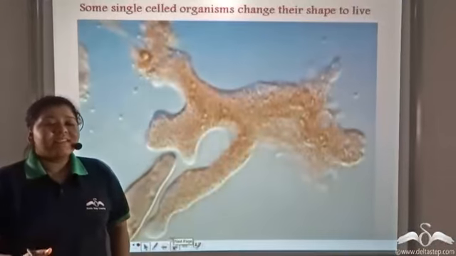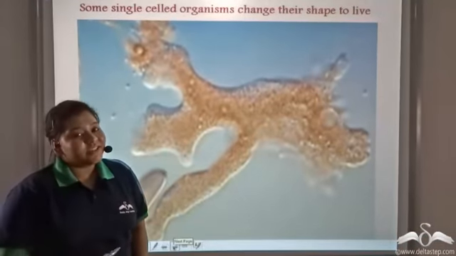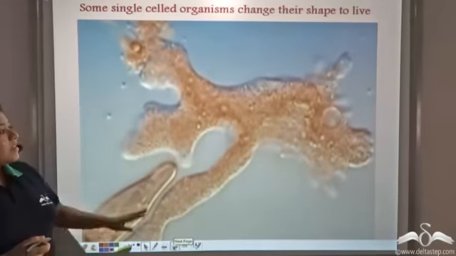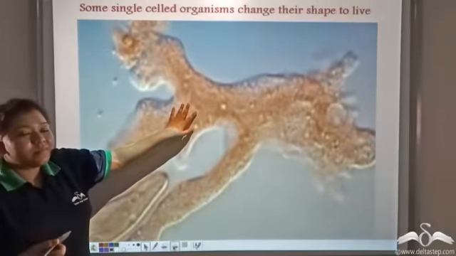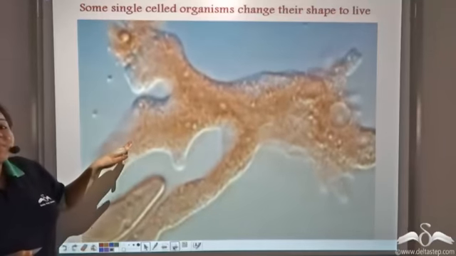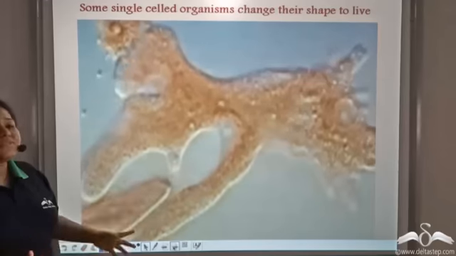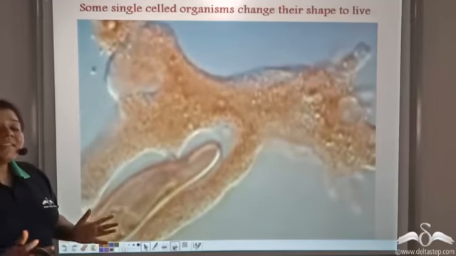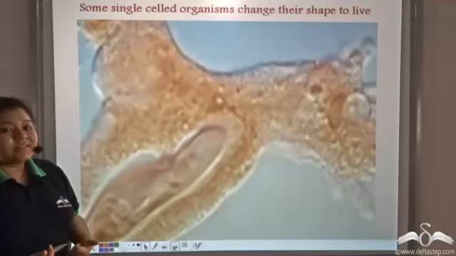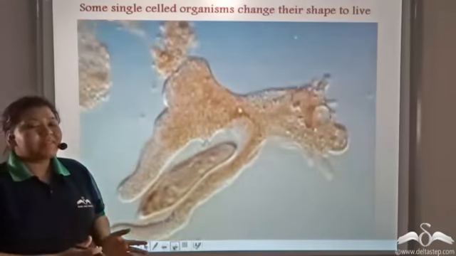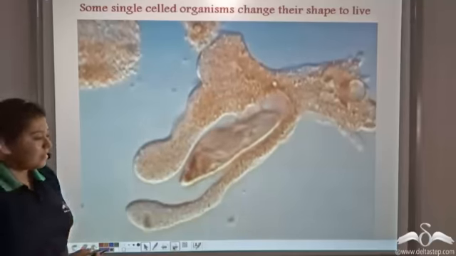Not only this, some unicellular organisms change their cell shape to live. See, this unicellular organism known as amoeba changes its shape continuously to engulf food particles from outside. And this is their way of sustaining themselves. So cell shape helps these unicellular organisms to live.